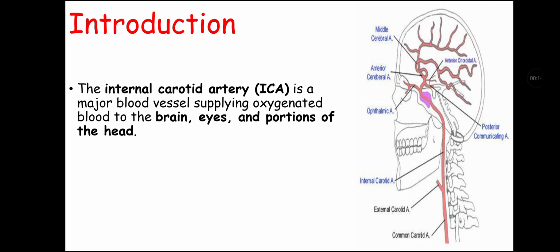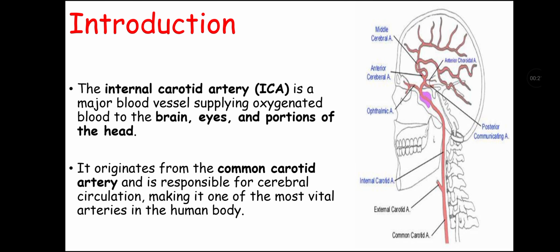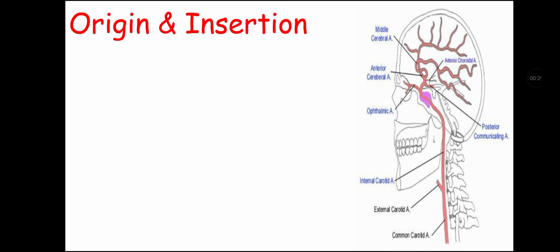Internal carotid artery is a major blood vessel that supplies oxygenated blood to the brain, eyes and portion of head. It originates from the common carotid artery and is responsible for cerebral circulation, making it one of the most vital arteries in the human body. Now let's talk about origin and insertion of the internal carotid artery.